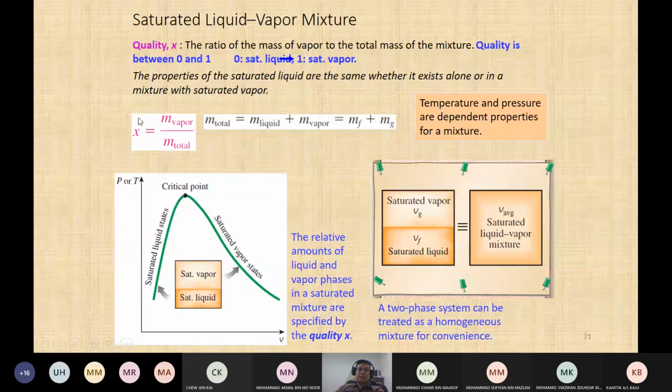Mass total is the measure of the vapor condition compared to the total. So we can get a value from zero to one. If zero, it means the vapor is zero, so nothing is vapor, meaning it is saturated liquid. If one, it is totally vapor. Inside here it is maybe zero point something, until one.